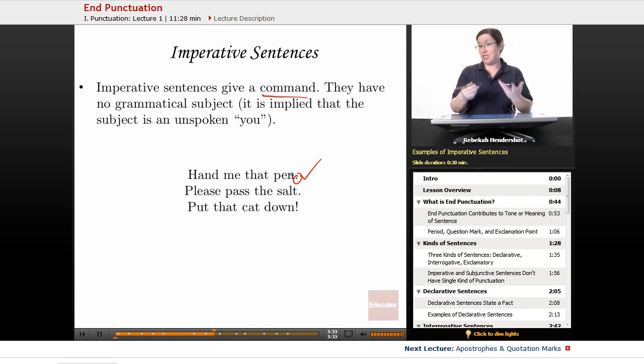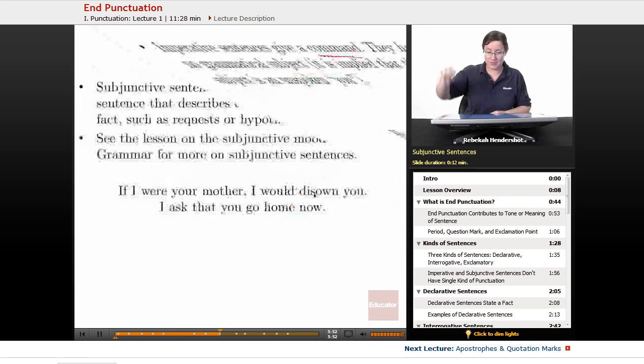You may also say, please pass the salt. Again, you're being polite. You're speaking in a measured tone. It ends with a period. Or, imperative sentences can be louder. They can be more forceful, more emotional. Put that cat down! So obviously someone feels very strongly that you should put the cat down, and so it ends with an exclamation point.